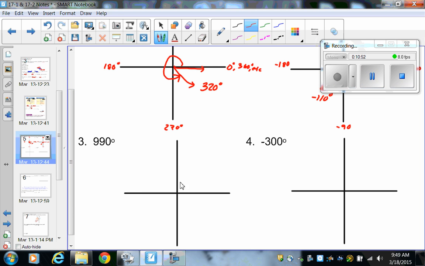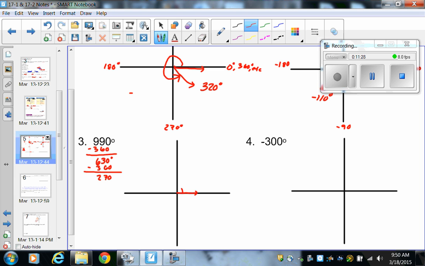So on example 3, we're going to start on the x-axis, 990. I know that that's definitely going to be a full rotation, so if I subtract 360, what does that leave you with? And so that's still more than 360, so I'm going to do it again. And that leaves me with 270. So I know I've gone 2 full rotations and then an additional 270.